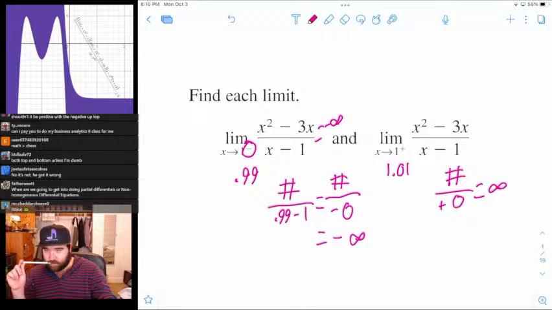When are we going to get into partial differentials or non-homogeneous differential equations? No, we're not going to do that.